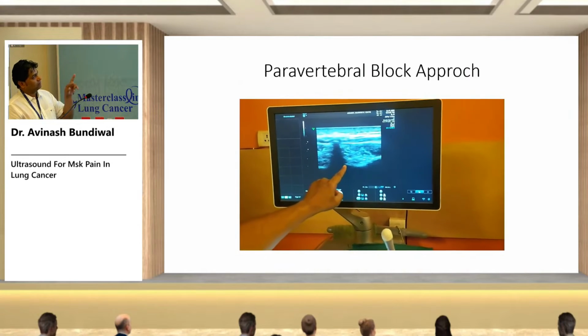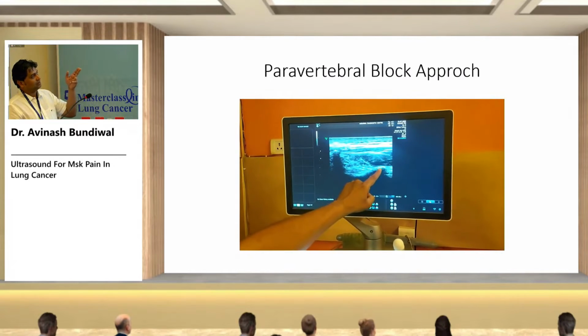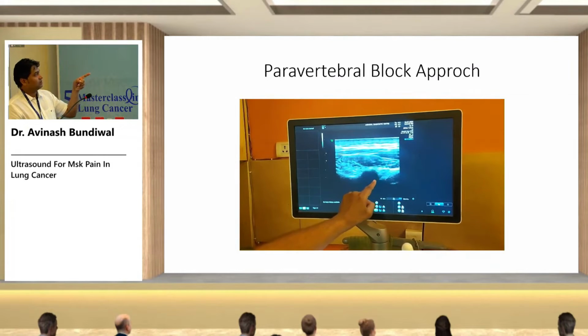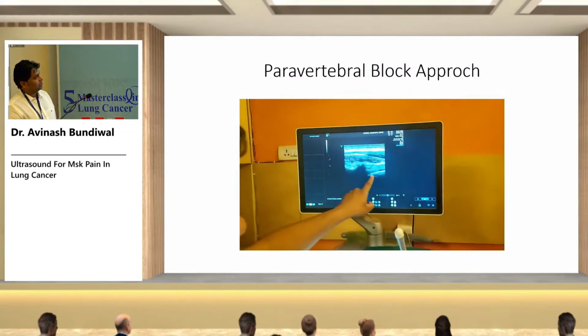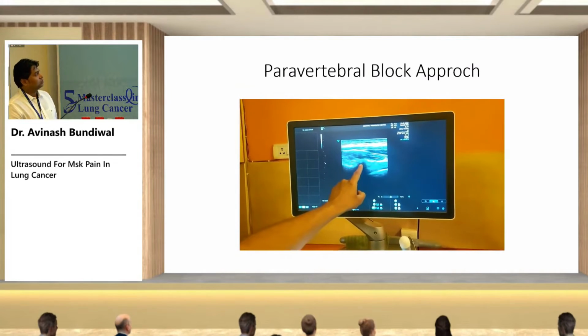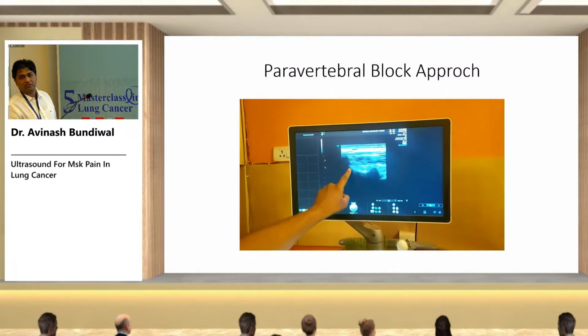Okay. When I go laterally, this is lamina. Above the lamina, it is erector muscle. This curve is the transverse process. When you cross this transverse process and increase the depth, you can see the pleura. This structure is pleura. This is transverse process. This is pleura. This is lamina, and this is spinous process.